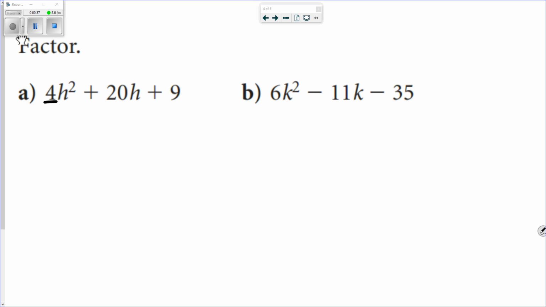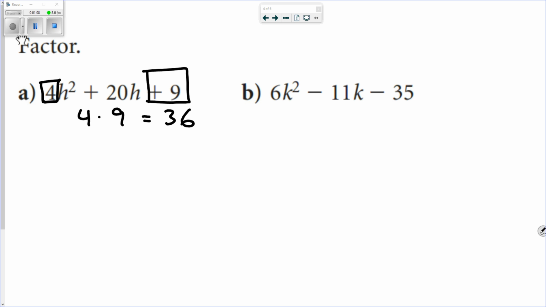Not much, just slightly. So what we have to do in this case is we look at our coefficient right here, and we look at our last term right here. Right? In this case, we have 4 and a positive 9. So what we have to do is multiply those two numbers. Right? So 4 times 9 is 36.